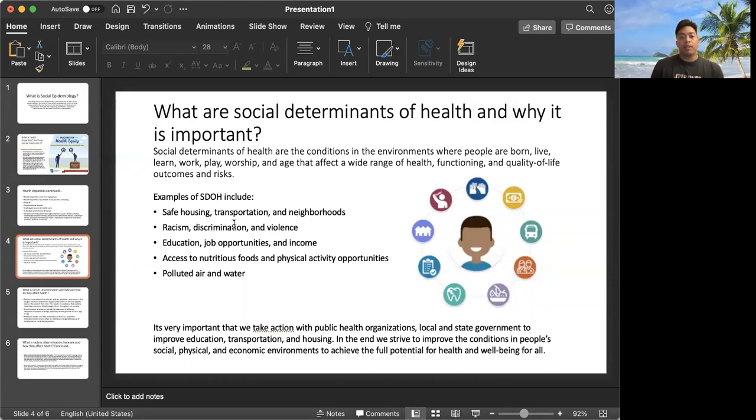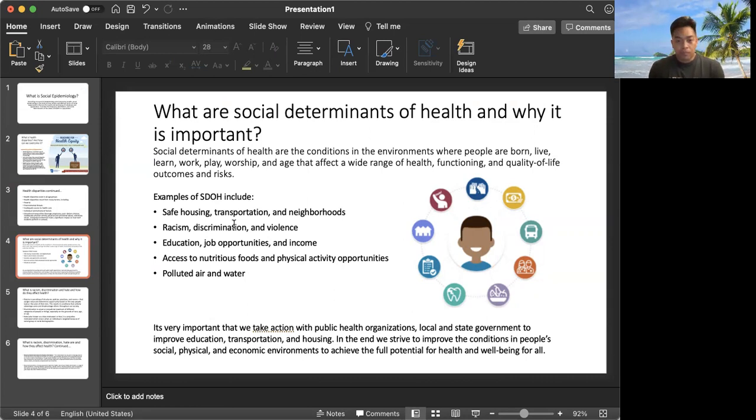Some of the examples I have here are safe housing, transportation, neighborhoods, people who endure racism, discrimination, and violence can cause health outcomes and risks, education, job opportunities, people who have access to nutritious food versus someone who doesn't have, that's a social determinant, and then someone who is near polluted air and water.